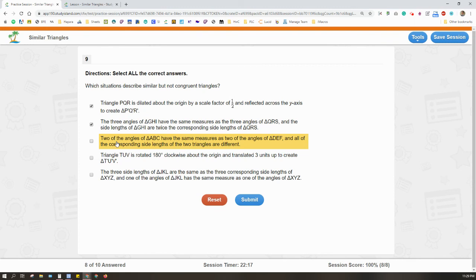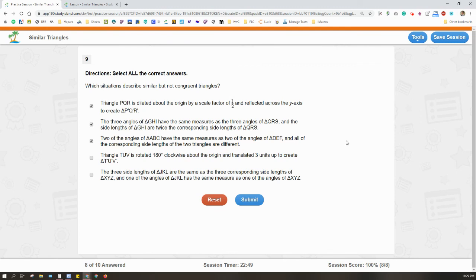Next one. Two of the angles of triangle ABC have the same measures as two of the angles of triangle DEF. Now, before we even keep reading, don't we just need the two sets of angles to get similar triangles? Yeah, so far, these two triangles are similar. Again, just like the last problem though, we need to make sure that the side lengths are not the same, because if the side lengths are the same also, then we don't have similar triangles, we have congruent ones. So what's the rest of the sentence say? And all of the corresponding side lengths of the two triangles are different.